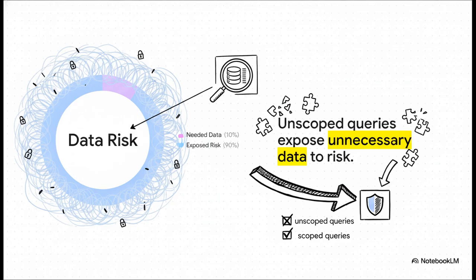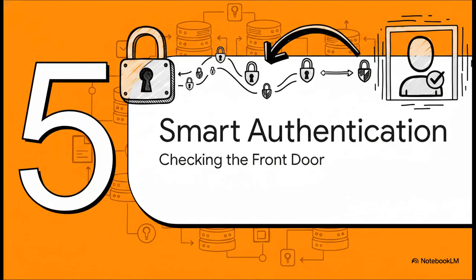You have to build the muscle memory of writing scoped queries. Specify exactly which columns and rows you need. Always build the tightest, most constrained query that gets the job done. Which brings us to Section 5, Smart Authentication and Validation, checking the front door.